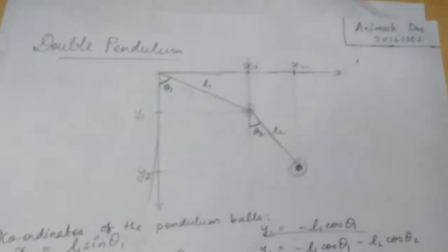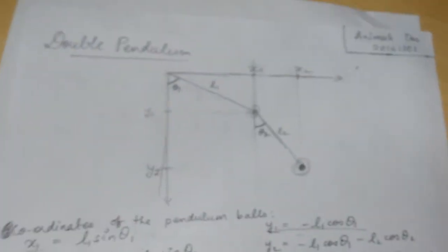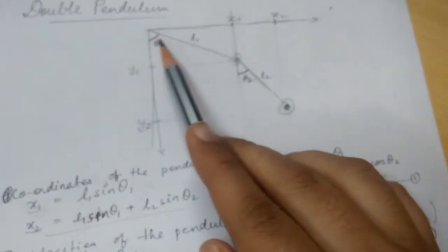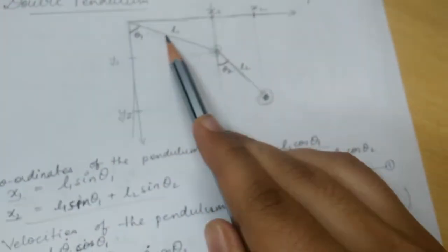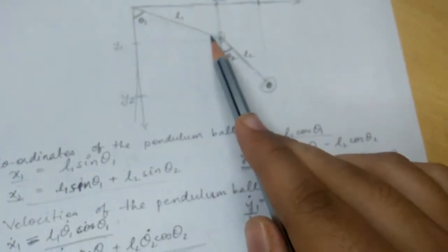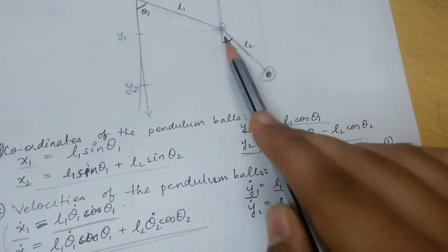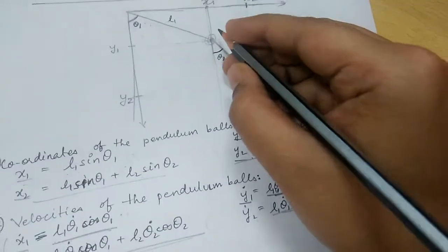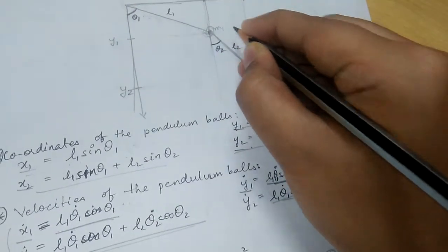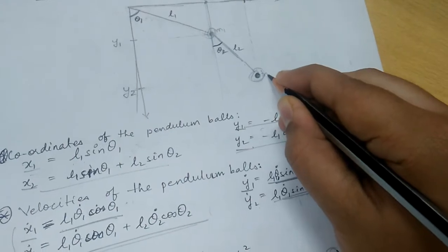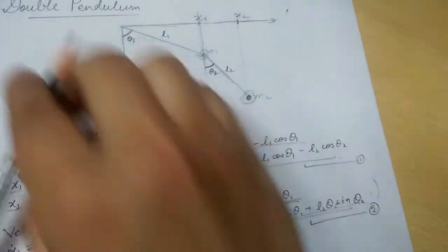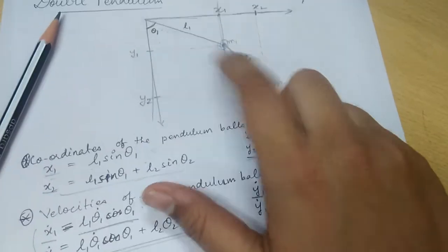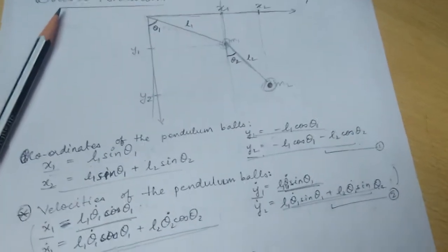So, this is what the double pendulum looks like, and we are to look at the dynamics of this double pendulum. Let the double pendulum have two strings of length L1 and L2 and two pendulum balls of mass M1 and M2. And let these angles be theta 1 and theta 2 with respect to the y axis.